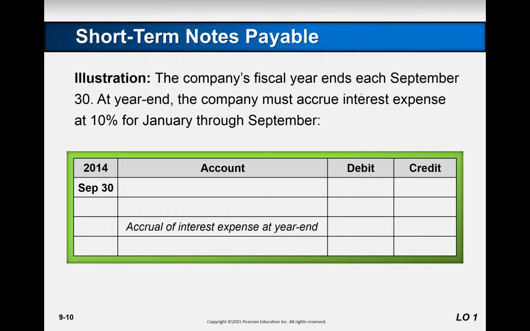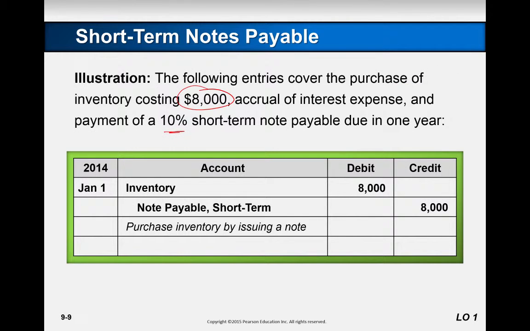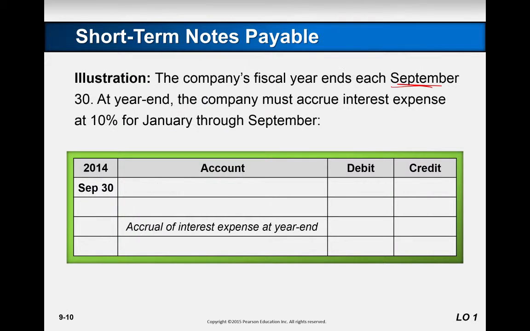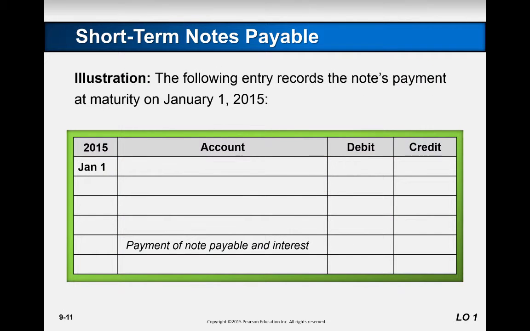Next, if our fiscal year ends on September 30th, at year end, the company has to accrue the interest at the 10%. So our $8,000 note at 10% for the 9/12, since in September we've actually used 9 months out of the year, we have to pay interest of $600, and we're accruing it at this point because we haven't paid it. So we're going to credit interest payable.